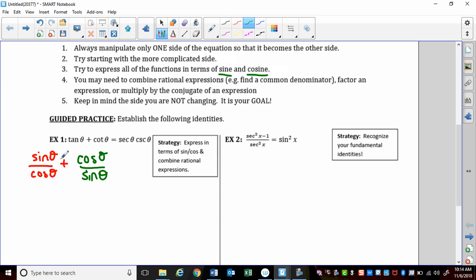We're not going to manipulate the right-hand side. We're only going to work with one side. We never touch the other side. You're not changing the other side. The other side is my goal to get the left-hand side to look like the right-hand side.